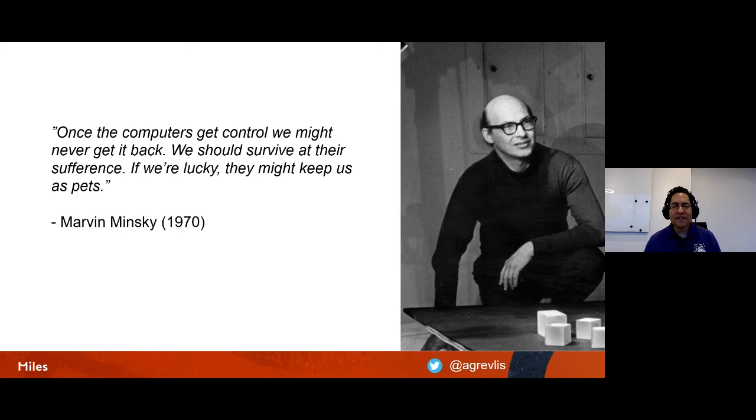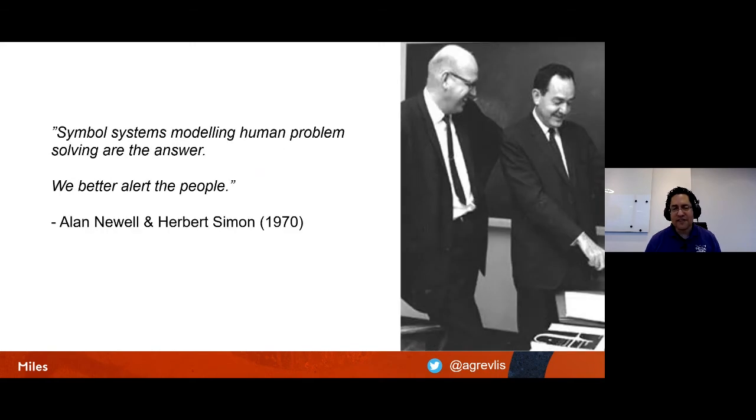I have Marvin Minsky, who is one of the fathers of AI. He said in 1970 that once the computers get control, we might never get it back. We should survive at the sufferance, and if we're lucky, they might keep us as pets. This was some 50 years ago, but this hasn't really happened yet. Around the same time, we have two other researchers, Newell and Simon. They said that symbol systems modeling human problem solving is the answer. We better alert the people. But they didn't really need to alert the people.